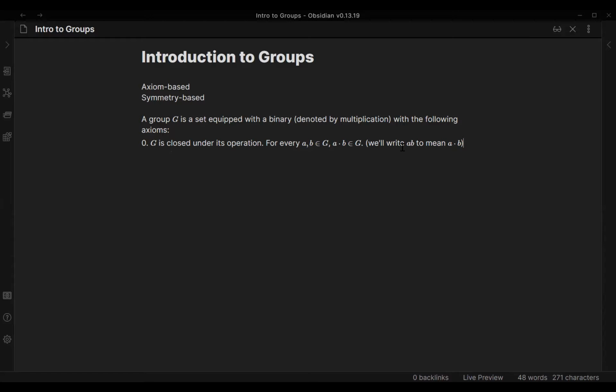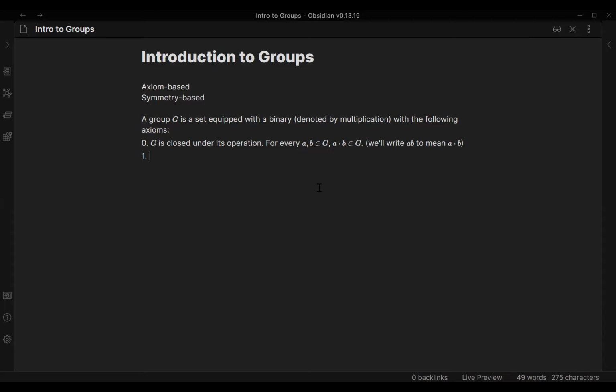All right, so A, B are elements in the group, right? Yes, exactly. That's what this in symbol means here. It means that we've got two elements, A and B, in the group, and we can take their product, and we are guaranteed that that product is still in the group. Got it.